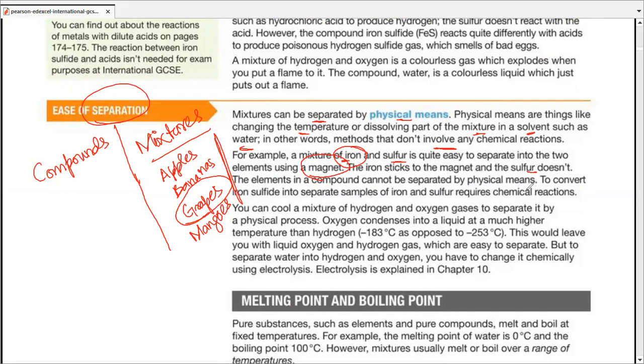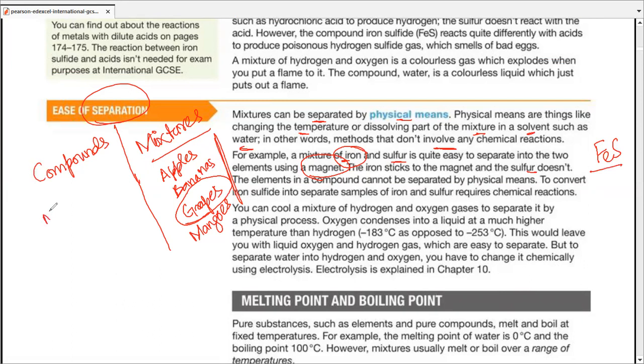You never went on with any complicated chemical reactions. You just brought a magnet and you just separated the iron. That's about it, right? But if that iron and sulfur was changed into iron sulfide, no matter how many times you bring a magnet closer, you can't take the iron out of it, right?